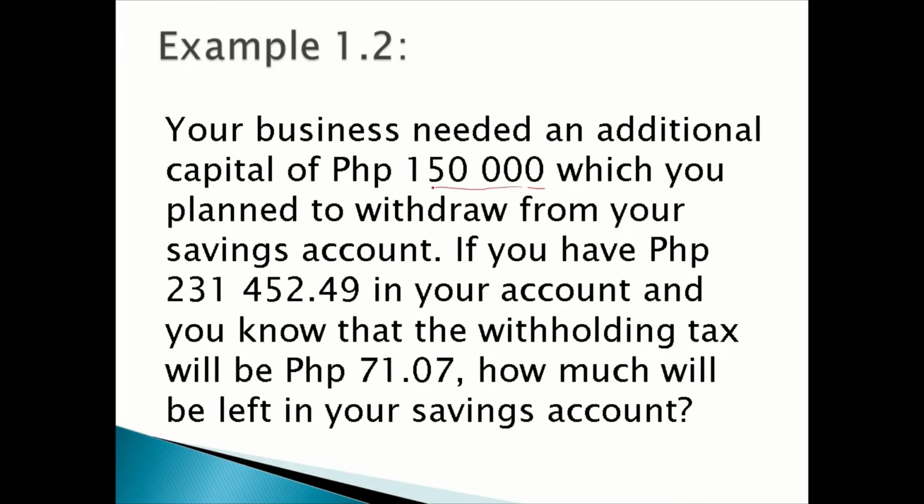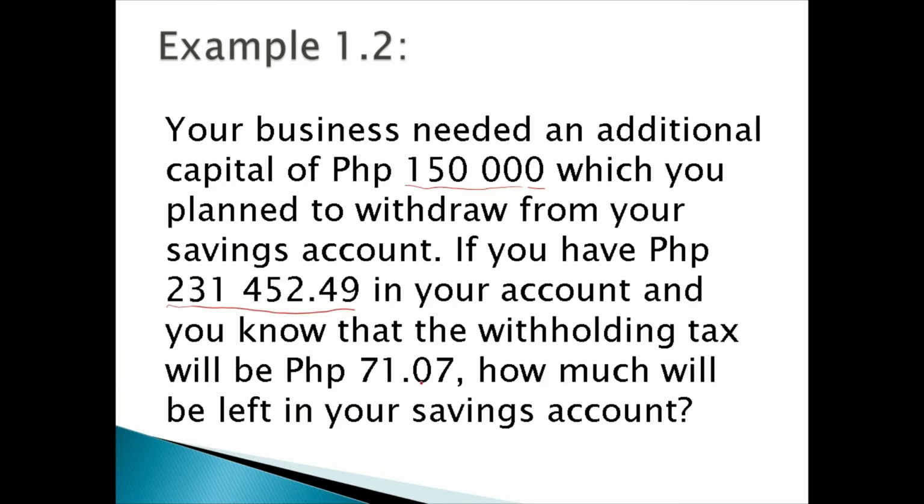So you can see this one, 150,000. And then you need to withdraw the same value from your savings account. So you have an amount of 231,452.49 in your savings account. Okay, so we're gonna withdraw 150,000, which means we're gonna subtract 150,000 from our savings account.